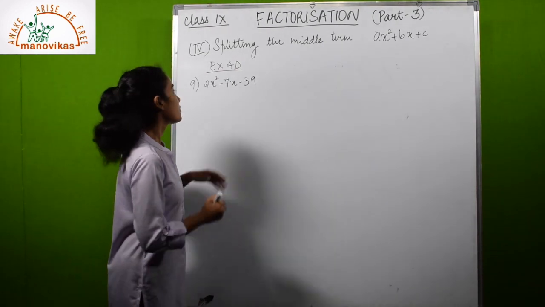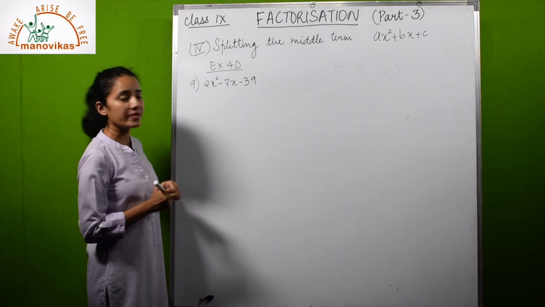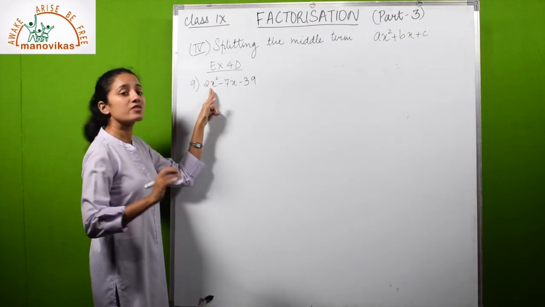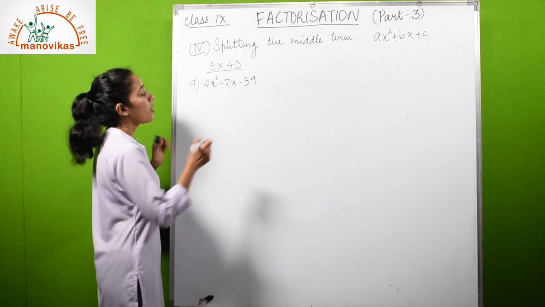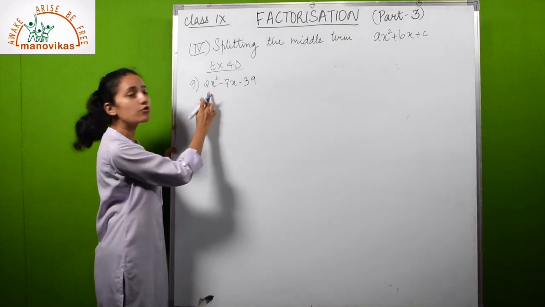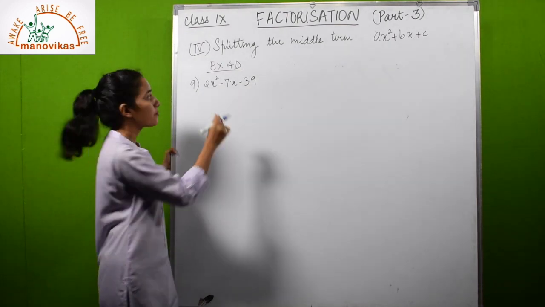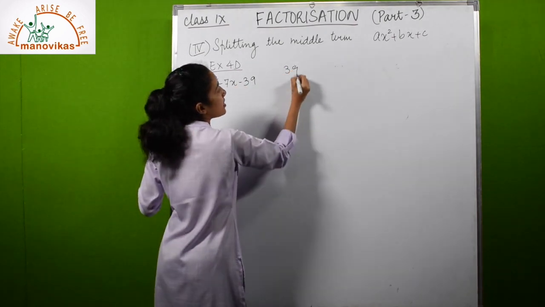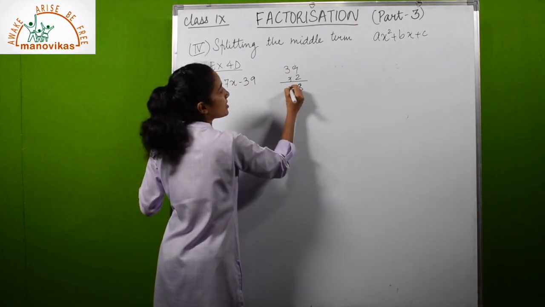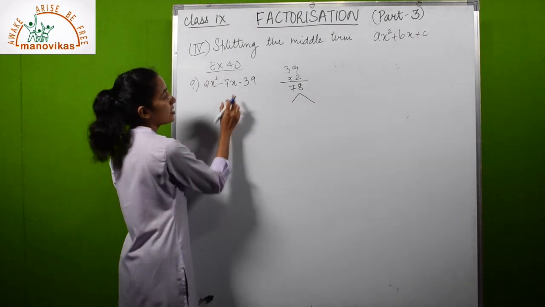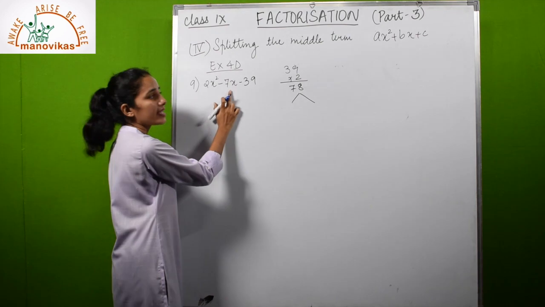Let's consider another problem, number 9 from the same exercise. Now note that here there is a coefficient of x squared which is not 1. So how will I split this? I find the factors of 39 into 2. In the previous 4 examples there was 1, so it was the same number. So here 39 into 2 will give me 78. So it means I have to find the factors of 78 such that when you subtract them, I get 7.